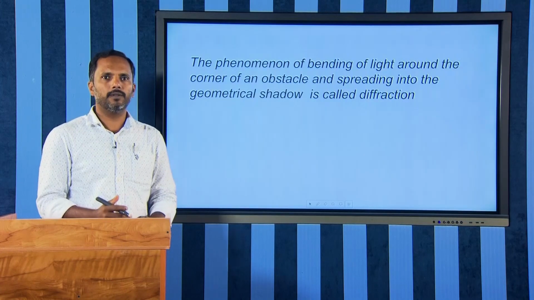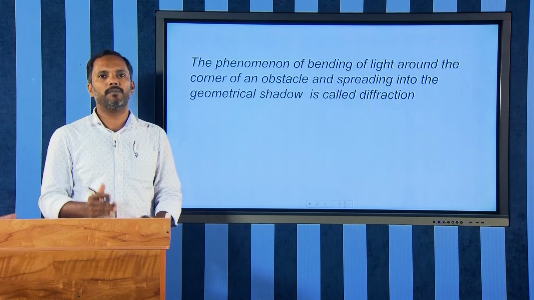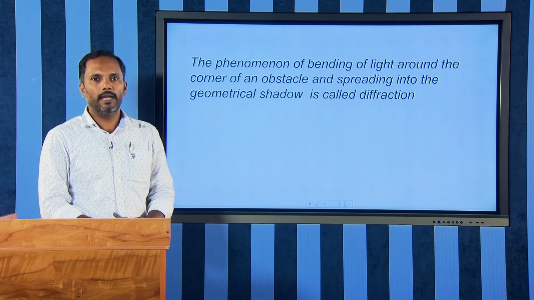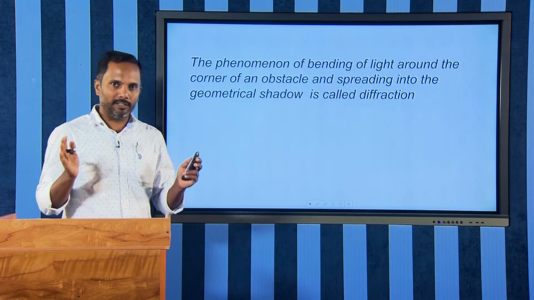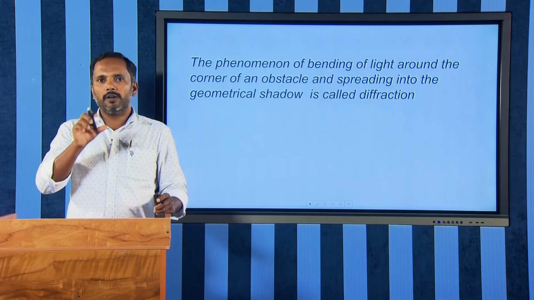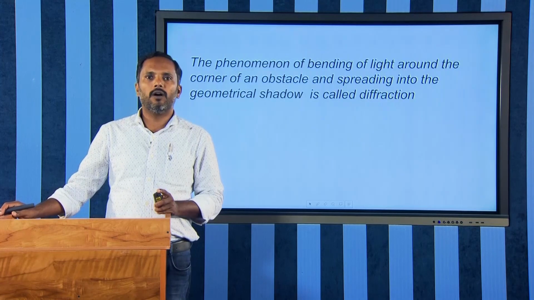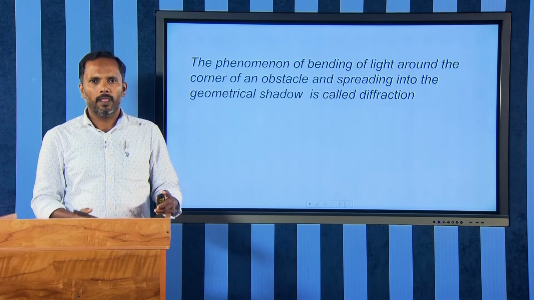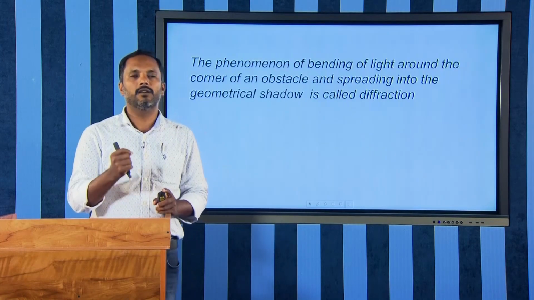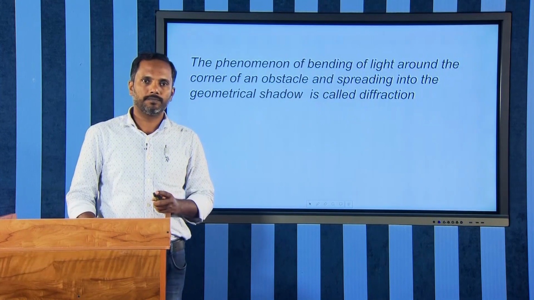You may just remember that this phenomenon is significant when the dimension of the obstacle is comparable to the wavelength of light. That is, when the opening is very large compared to the wavelength of light, the wave does not bend around the edge significantly. When the opening is very small, the bending around the edge is noticeable. Then you can observe a diffraction pattern, or alternate dark and bright regions, in the shadow region.